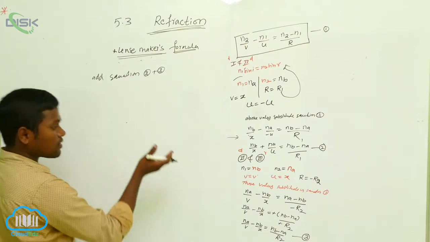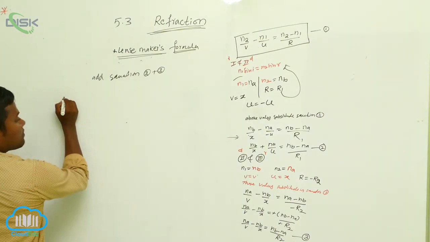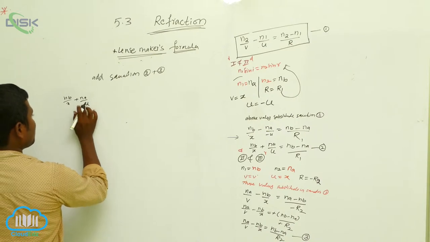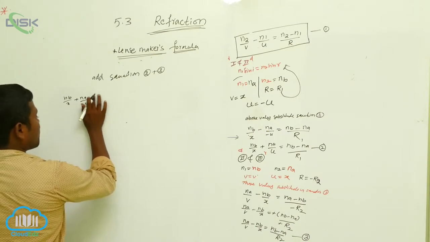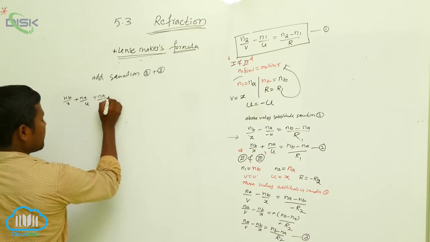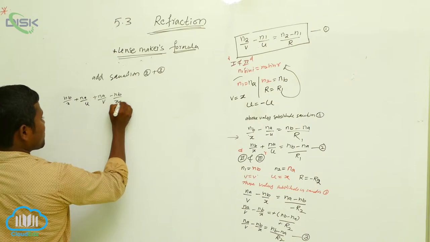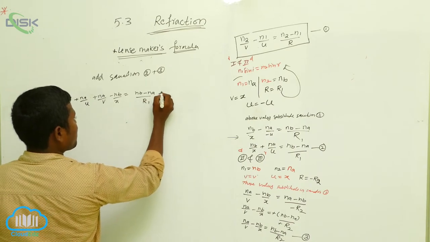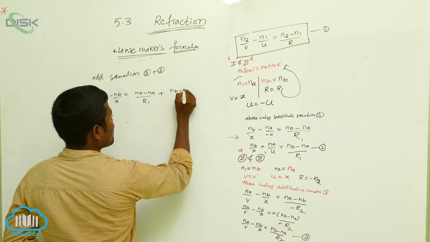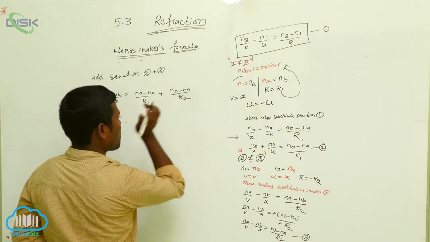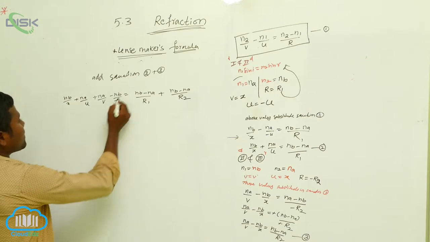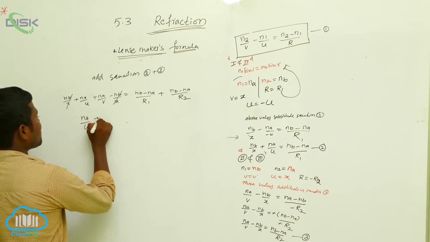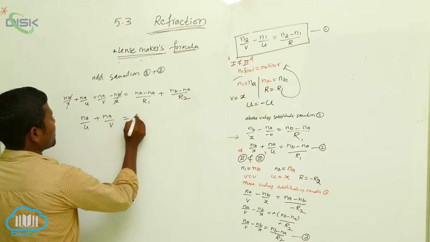Tell me. LHS side, RHS side. Okay, tell me. NB by X plus NA by U. Not mu, U. Next, this side what is there? Plus NA by V minus NB by X. Next, what is there? NB minus NA by R1 plus next NB minus NA by R2. Okay, which term gets cancelled here? NB. NB gets cancelled. Then what is remaining? NA by U plus NA by V, that equals next.